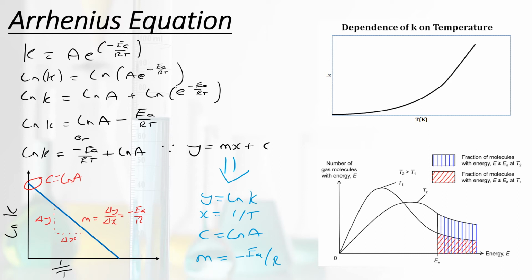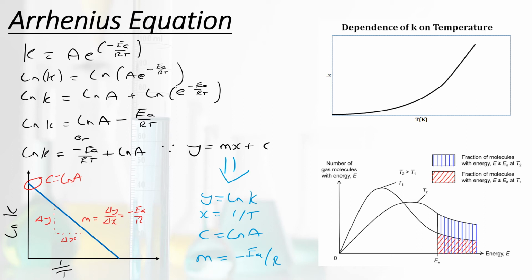And so if I wanted to work out what my activation energy was for a reaction, I could take the value of the gradient, times it by R, and then take the negative sign of it, and that would give me my activation energy. And so you can see some other graphs here on the right.